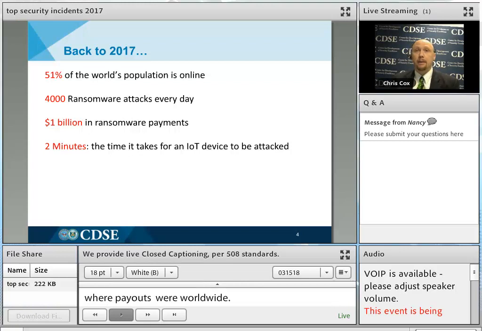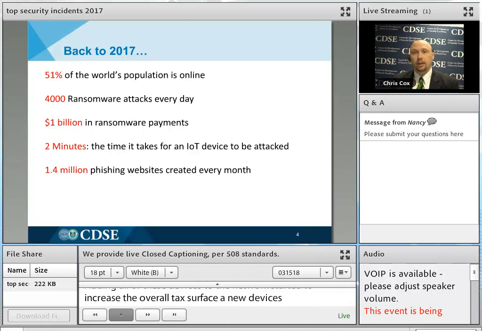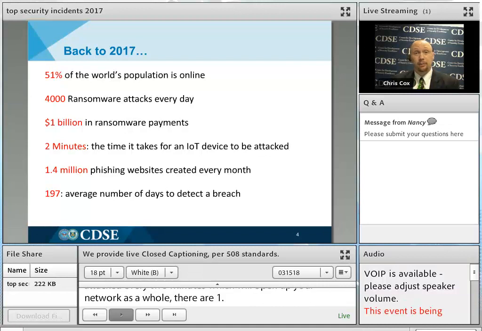A new device is attacked about every 2 minutes once you put it on the network, which opens up a point into your network as a whole. There were 1.4 million new phishing websites created every single month last year, which only proves that it's a model that still works. On average, it took 197 days to detect a breach, which is actually an improvement over previous years. And finally, in 2017, 1 in every 131 emails contained malware. That's nearly 1% of all email traffic infected with malware.